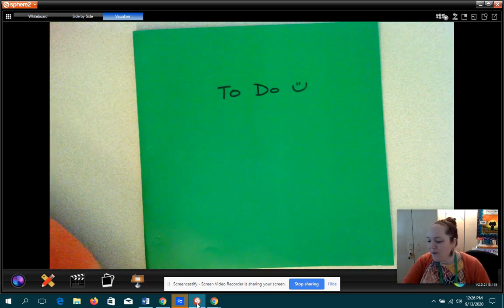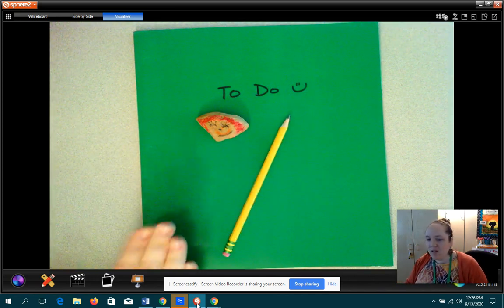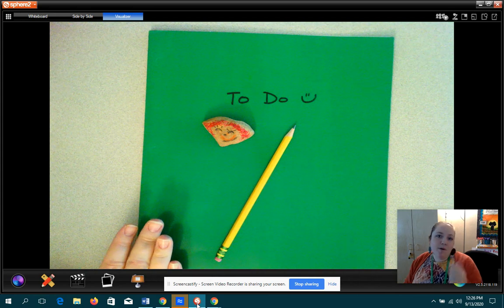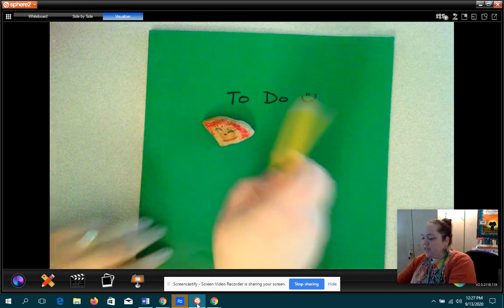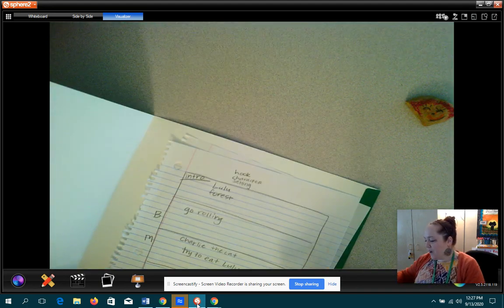We're working on our pet rock narrative. There's my pet rock, and I've got my pencil, and I have my to-do folder that I put my writing in from last time. So I've got my little rock. I'm going to move her right there. There's Lulu. Maybe you have your rock next to you.